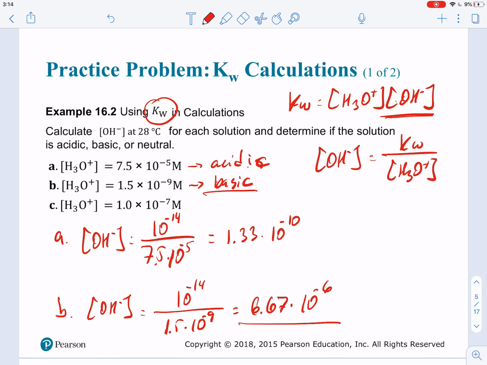Now the last case, last but not least, you are right down the middle. The concentration is 10 to the negative 7, so this solution is perfectly neutral. The concentration of both is going to be the same. So in this particular case, OH minus is 10 to the negative 7 as well. And let's highlight so that we can keep it all together here.